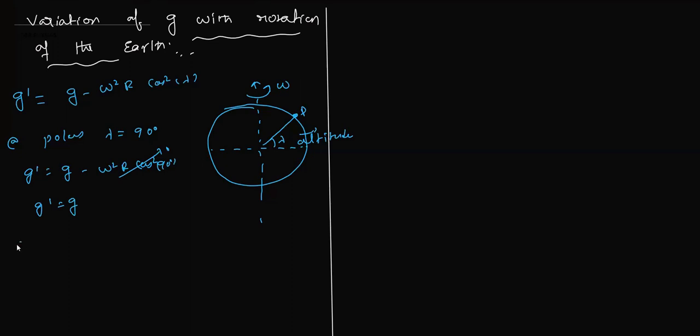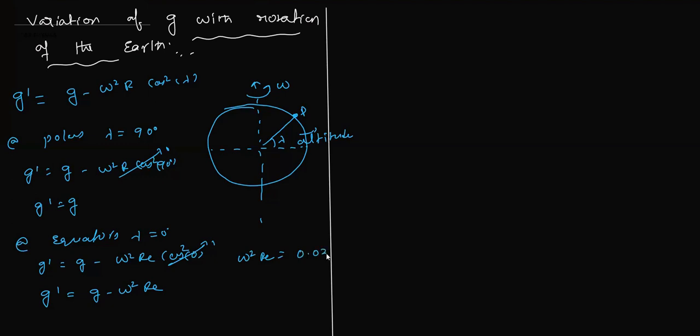At the equator, lambda equals 0. So g dash equals g minus omega square Re cos square 0. Cos 0 is 1, so cos square 0 is 1. Therefore, g dash equals g minus omega square Re. Generally, the value of omega square Re is 0.034 meters per second square.